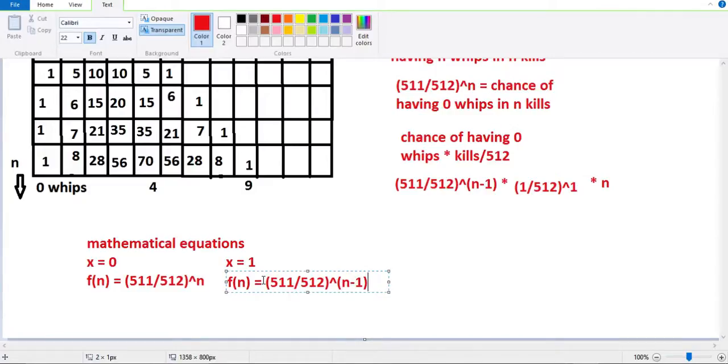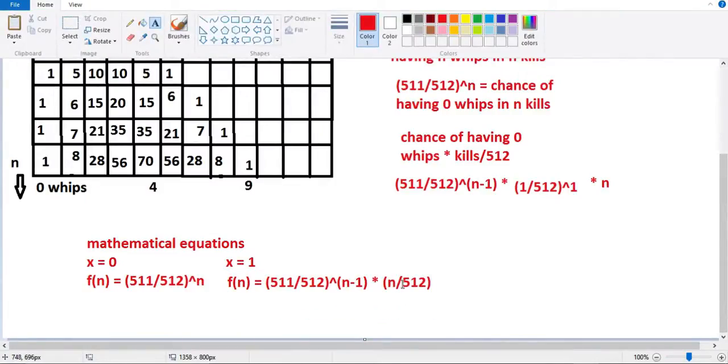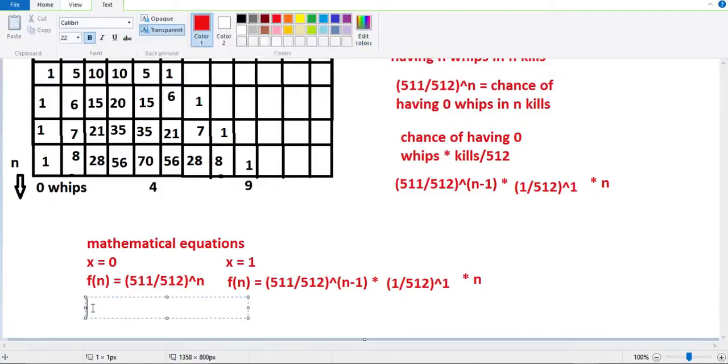minus 1. Let's do it like this. Times n divided by 512. And then n divided by 512. Basically, this is actually, yeah, I have to write it differently. I have to write it like this. Otherwise, it's going to be way too confusing and it's going to lose its meaning. And then what you have to understand now is that for any x equals 17. Well, let's start with x equals 2 just so you understand better. It's going to be 511 divided by 512 to the n minus 2 times.